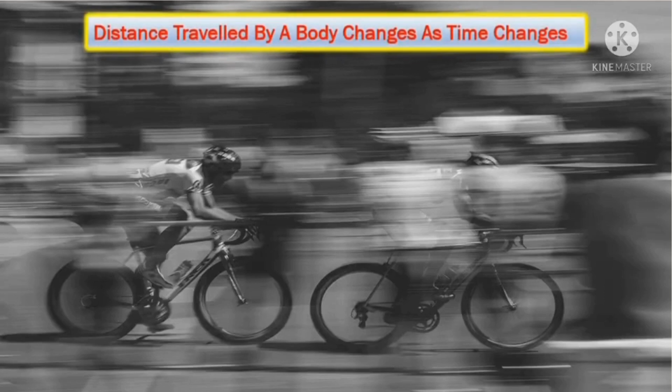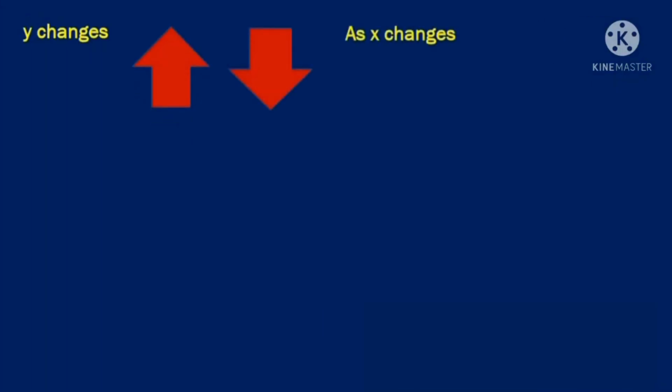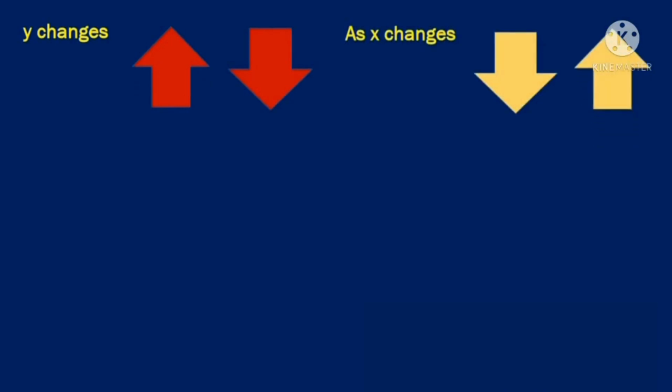We all know that the distance traveled by any moving body changes with time. A quantity y that changes its value whenever the value of another quantity x changes. So we can say that y is dependent on x, or broadly speaking, we can say that y is a function of x, which is usually denoted as y equal to f of x.